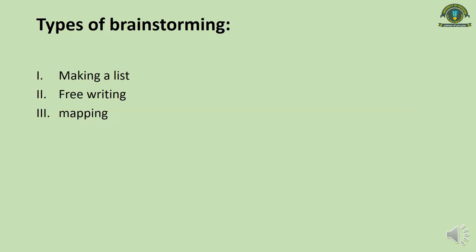Now, there are certain types of brainstorming that you can do. You can make a list of the topics that come to your mind. You can freely write them anywhere, or you can start mapping them. You can make it in the shape of a tree, or a circle, or in the shape of boxes which are connected, making a chronological sequence of them. So it is up to you to choose any type of brainstorming. The main thing is that you need to brainstorm.